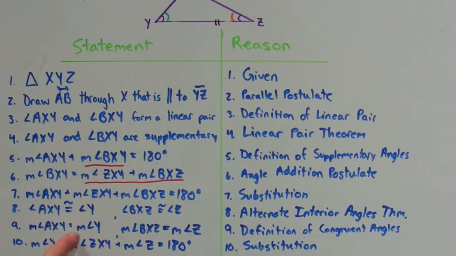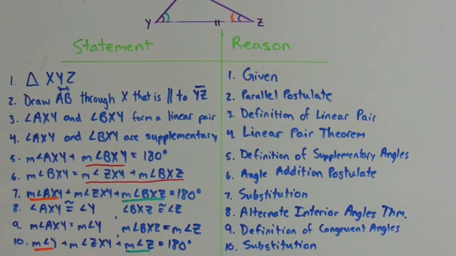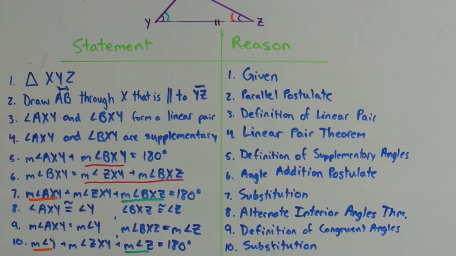Since the measure of angle AXY equals the measure of angle Y, we could substitute that part in, and since the measure of angle Z was equal to the measure of angle BXZ, we are able to substitute that in. So in this formula, we were left with ZXY. But remember what we needed to prove. We needed to prove that all the angles of a triangle add up to be 180 degrees. And we have the measure of angle Y plus the measure of angle ZXY plus the measure of angle Z equals 180.